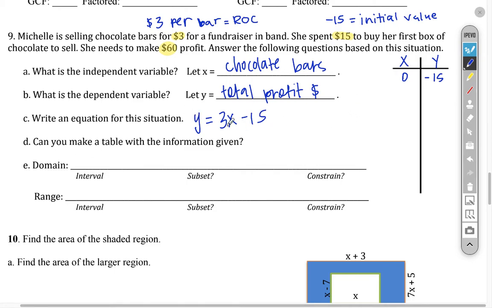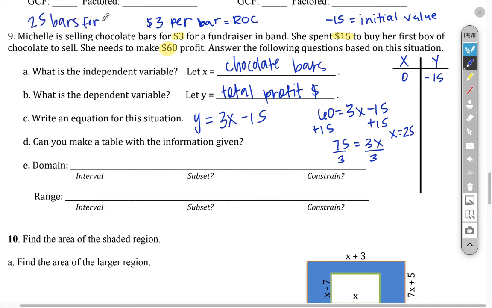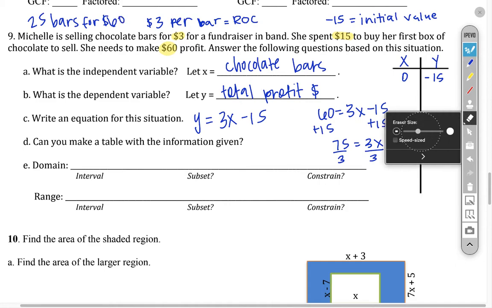So we'll plug in 60 for y. So 60 equals 3x minus 15. We'll add 15 to both sides. We get 75 equals 3x. We're going to divide by 3. And we get x equals 25. All right, I'm about to erase this, but we know that she needs to sell 25 bars to make $60. Okay, now I'm going to get this out of the way.